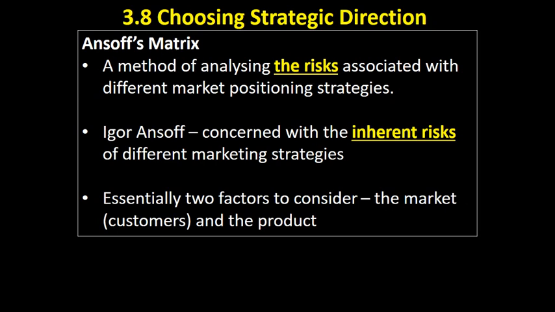On a big level, on a macro level, the business needs to decide what products it's selling and which customers it's selling them to, and each of these decisions comes with inherent risks, and Ansoff was concerned with those risks, and that's what this model is all about. There are two factors the model considers: the market a business is selling to and the product a business is selling.